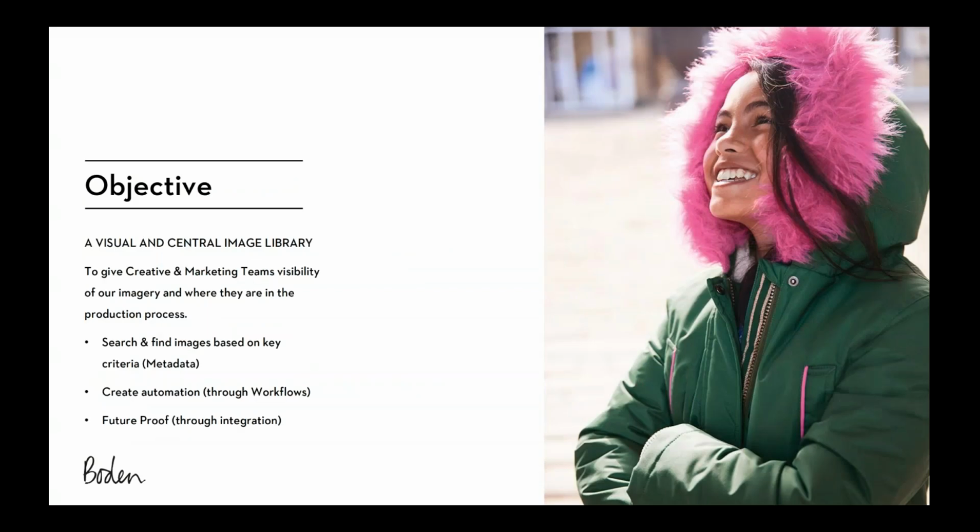So the objective of the DAM was really to give the teams, creative and marketing, a visual and central place to find all this imagery. And also to be able to tell them where the images are in the production process. So the three criteria that we looked at was search and find, to be able to search and find images based on key criteria. So that is achieved through metadata, which I'll go through in a bit. To also create automation, so that is done through the workflow in the DAM. Again, I will go through that in more detail shortly.